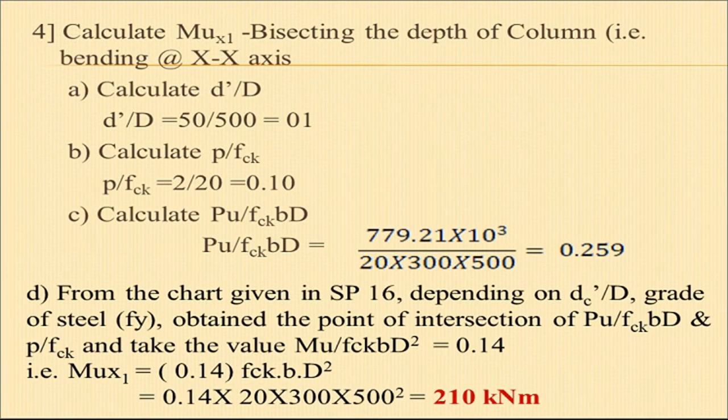This is the power. Now calculate the Mux1. Bisecting the depth of the column, we can find out this ratio, and from the charts given in SP16 we can find out the value of Mu by fck b d squared, and this is equal to 0.14. So we get Mux1 is equal to 210 kilonewton meter from the charts.